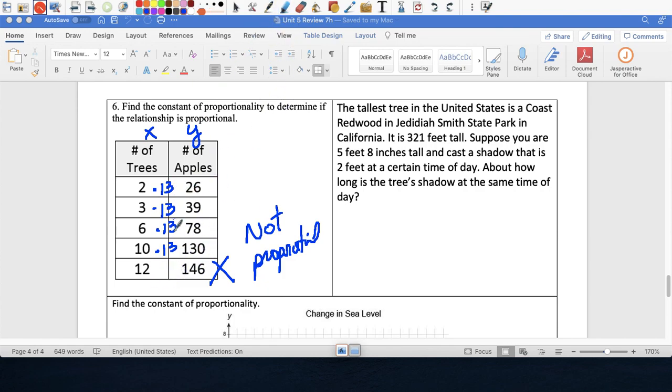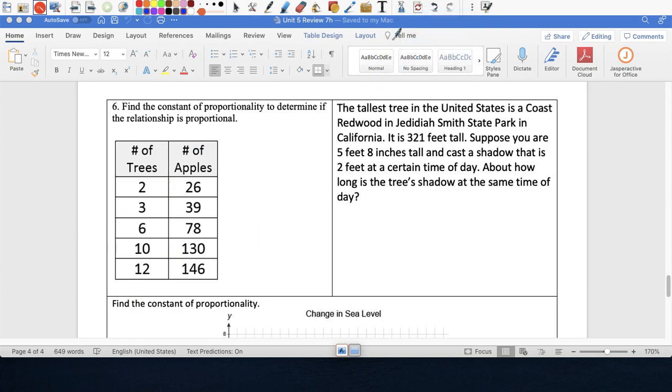So tricky, right? It looks like it is proportional. It's almost all proportional, except when we came to the 12, instead of 156, because 12 times 13 should be 156, and it's not that. So not proportional, because k here is 13, k here is 13, k here is 13, k here is 13, and 146 divided by 12, k here is 12.16 repeating. So not proportional, so be careful with these types of questions.